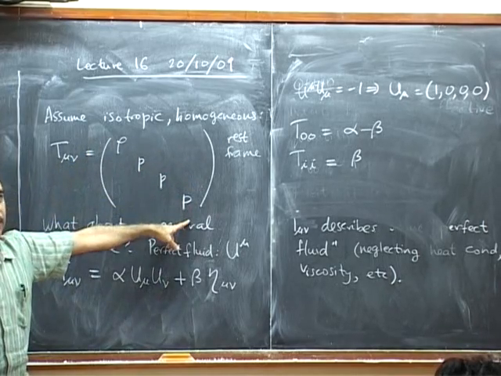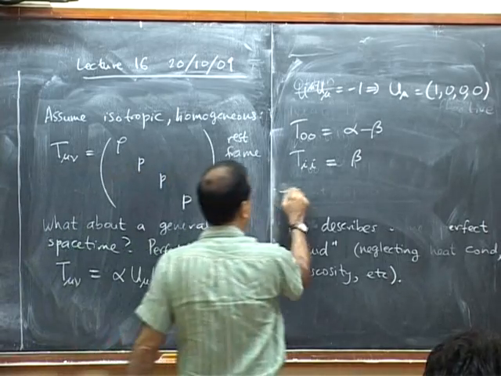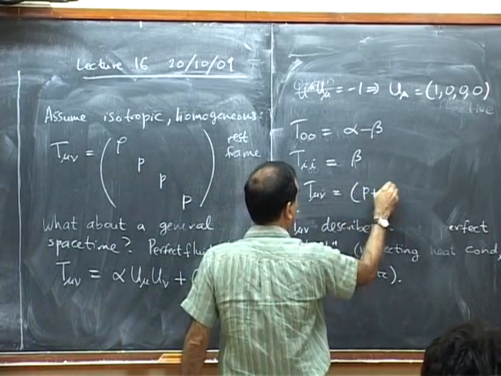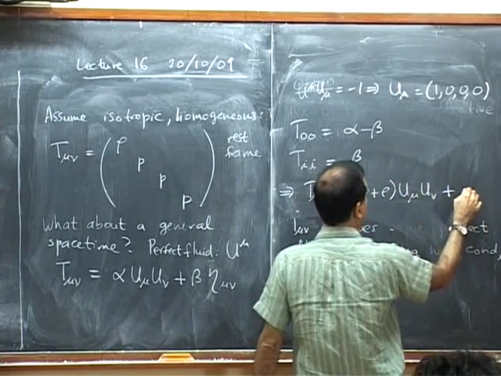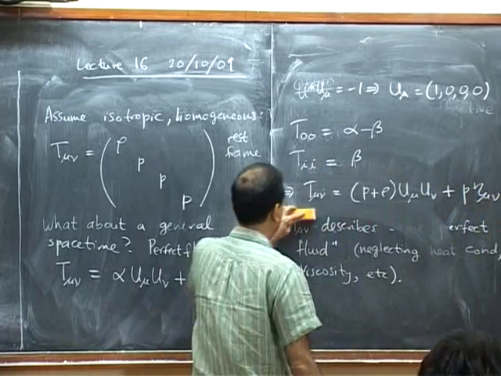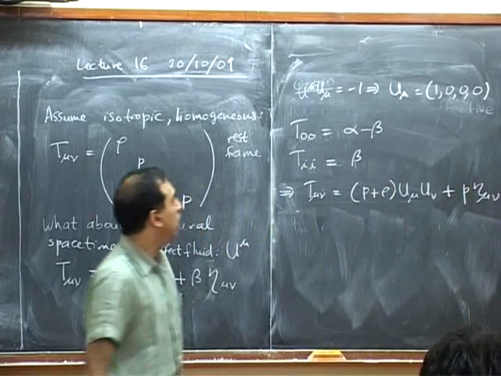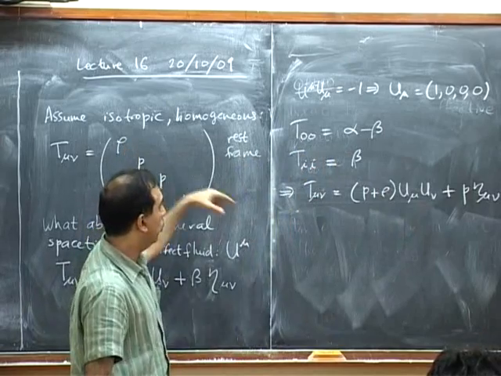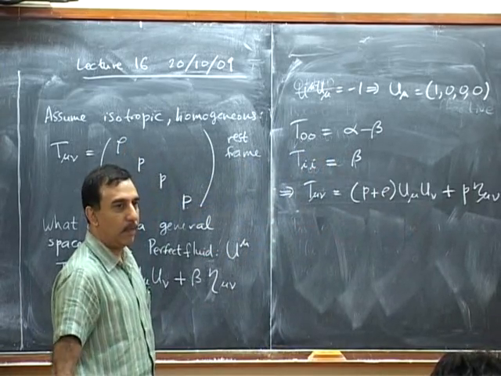But T mu nu is also this diagonal matrix. So we can compare, and by comparing this, we see that T mu nu is actually (P plus rho) u mu u nu plus P eta mu nu. Okay, so this has the desired property. Because alpha minus beta is T00, which has to be rho, and beta is Tii, which has to be P. So this is correct. Okay.